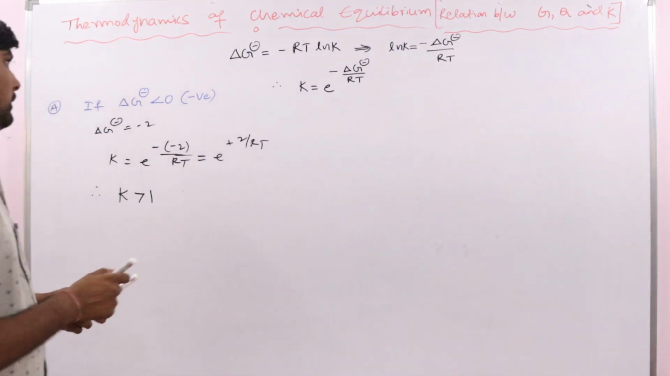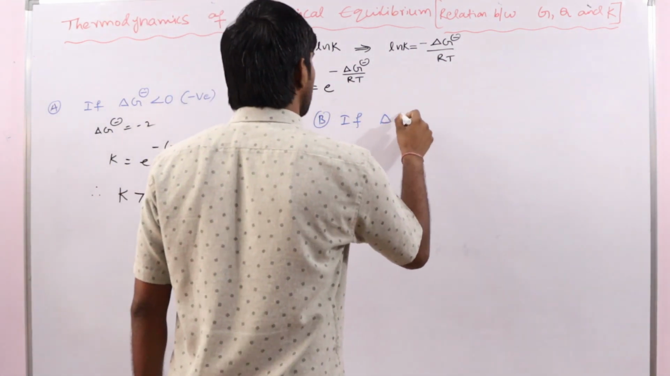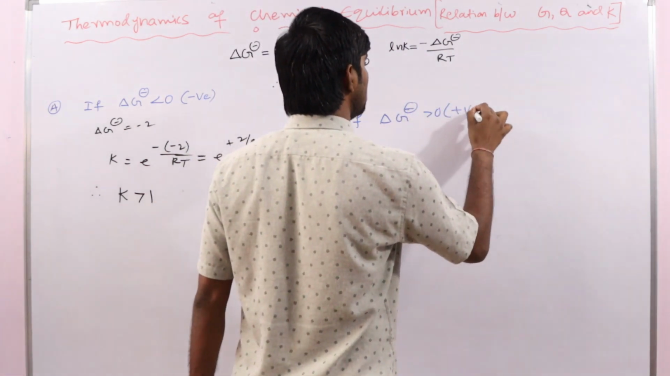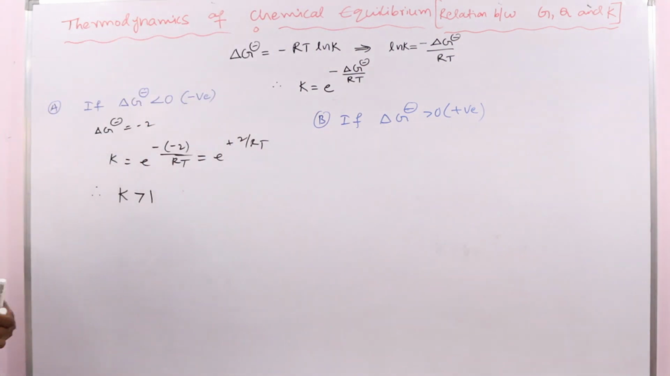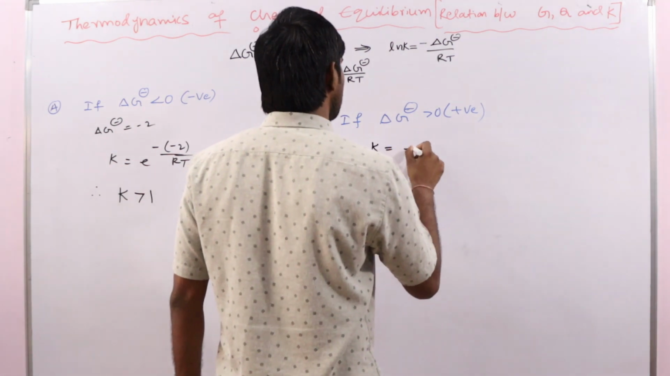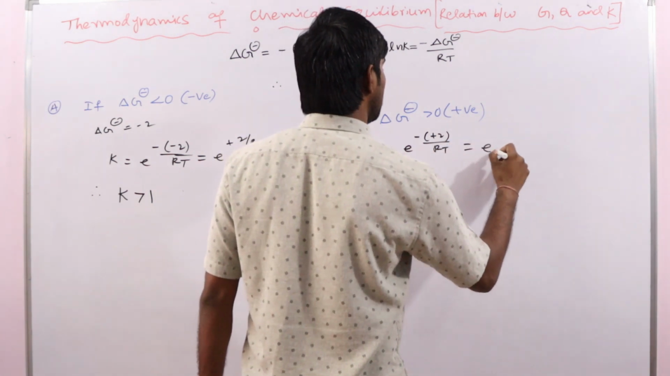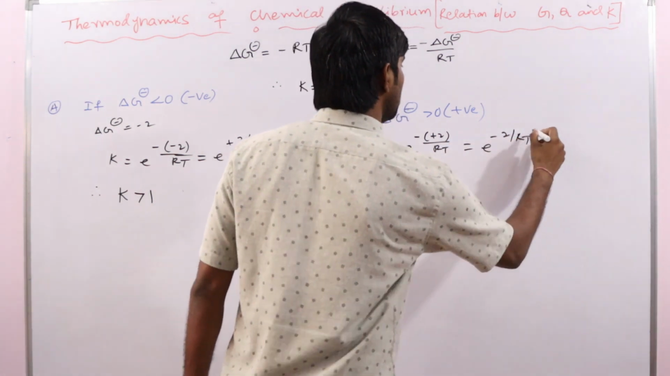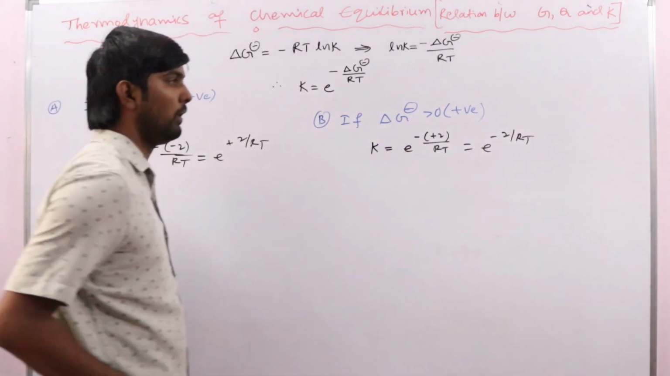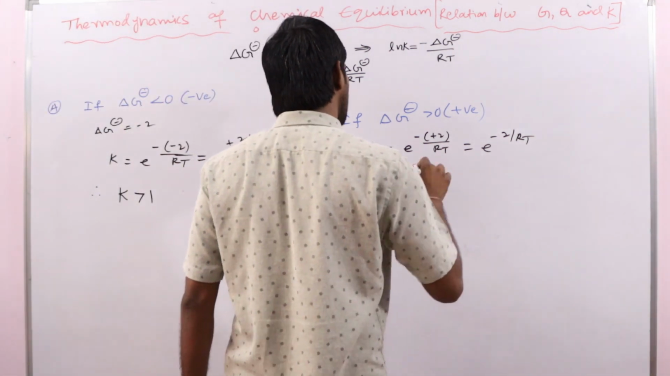Now let us take another possibility here. If delta G naught is greater than 0, that is, if delta G naught is positive, in that case K is equal to exponential of minus of plus 2 by RT, for example. So here exponential of minus 2 by RT means, these are definitely positive values, so the overall value is negative, which means in this case the K value is less than 1.